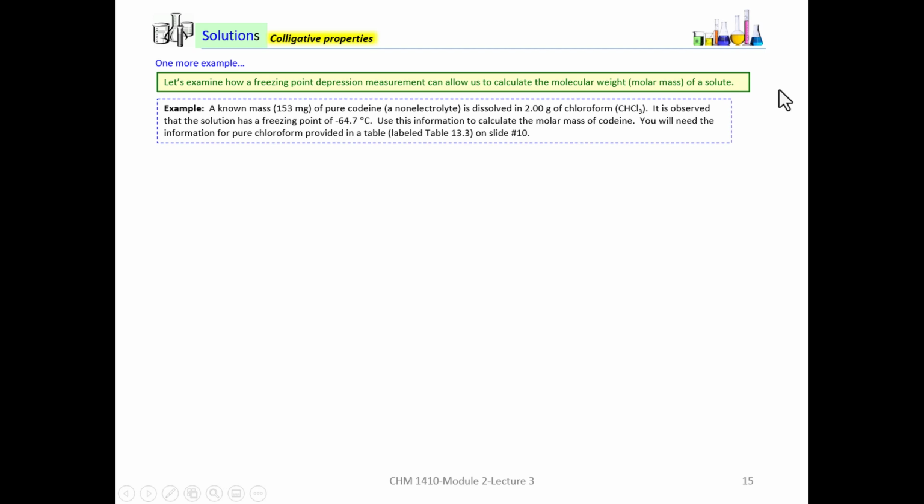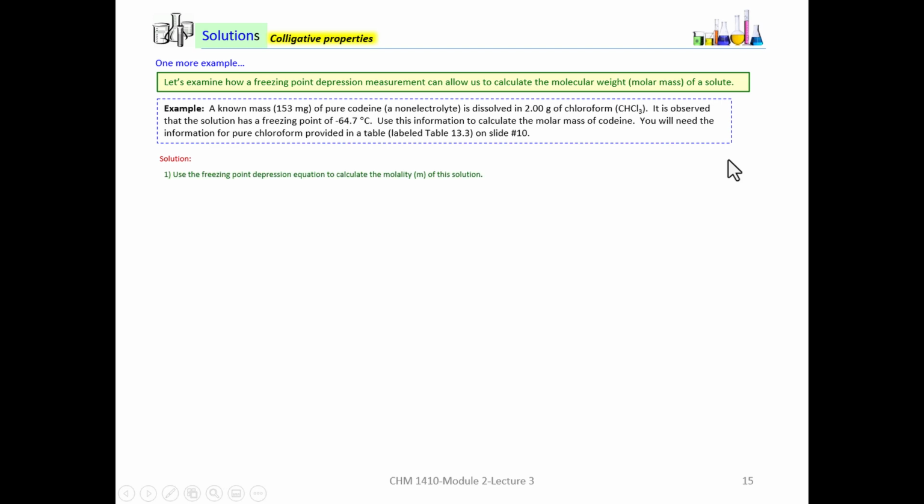So here's a situation. A known mass, about 153 milligrams of pure codeine, which is a non-electrolyte, is dissolved in 2 grams of chloroform. So chloroform here is our solvent, not water. It's observed that this solution has a freezing point of -64.7 degrees C, and what we want to do is use this information to calculate the molar mass of codeine. And we'll need to lift some information for pure chloroform off the table that we previously used to get information about water.